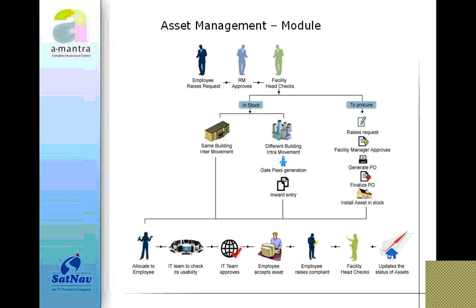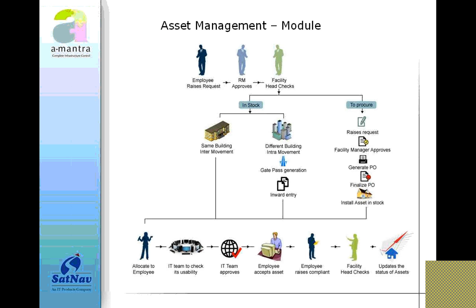Then this is a basic flow of how it works. An employee raises a request, and it goes to the reporting manager who approves it. It comes to the facilities desk, which checks whether a particular asset is in stock or has to be procured. If it is in stock, he will decide whether it is in the same building or a different building he has to get it from. Based on that, a gate pass is generated and inward entry is marked.